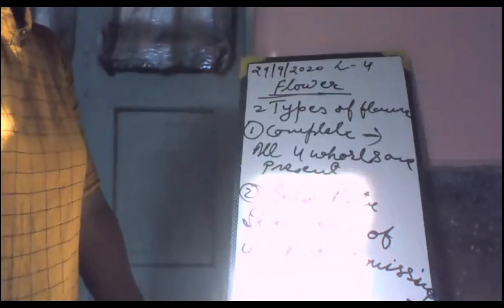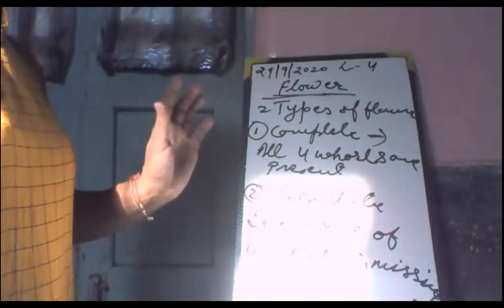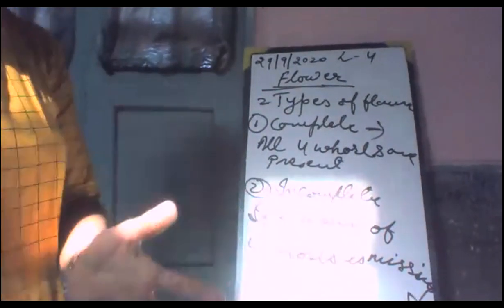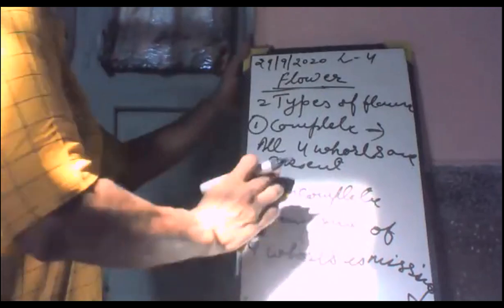In some plants some changes may be possible. In some cases, the sepals and petals look similar and cannot be differentiated from one another. They look the same. Sometimes we get confused whether it is a sepal or a petal. At that time, when we cannot identify the sepals and petals, they are known as tepals.